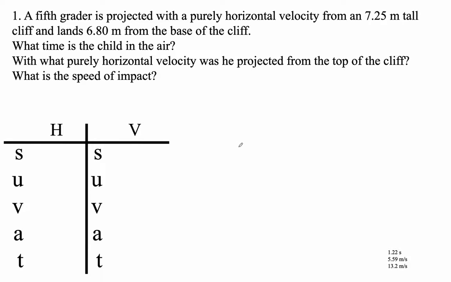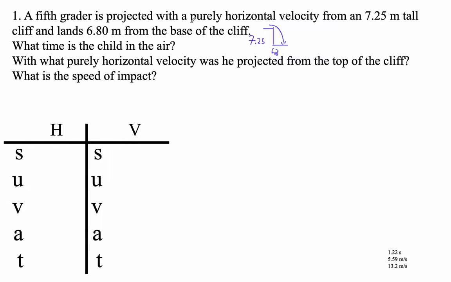A fifth grader is projected with a purely horizontal velocity from a 7.25 meter tall cliff, and lands 6.8 meters from the base of the cliff, right? So off they go. And we know that this is 6.8 meters and that the cliff is 7.25 meters tall, right?